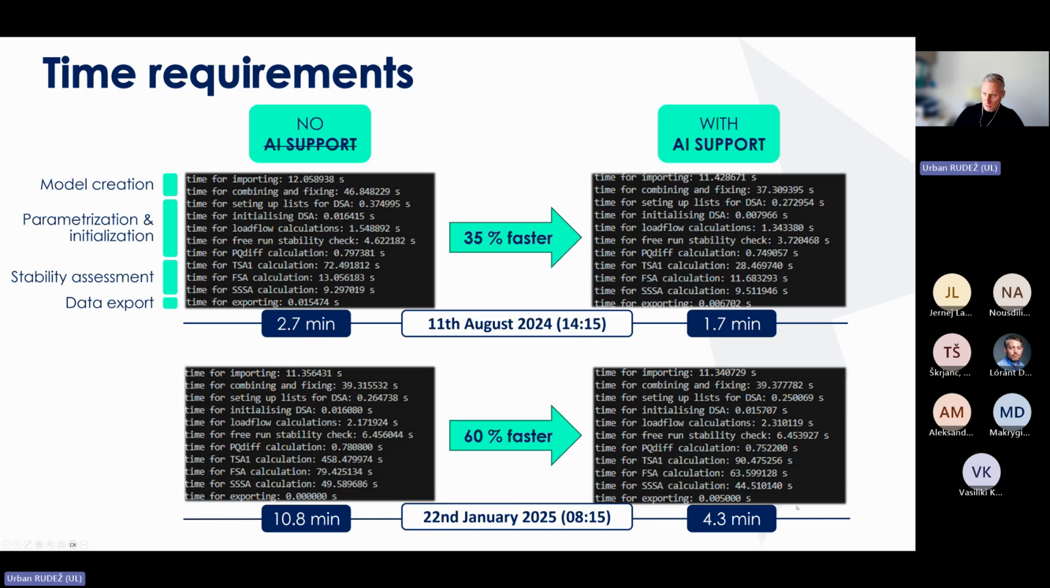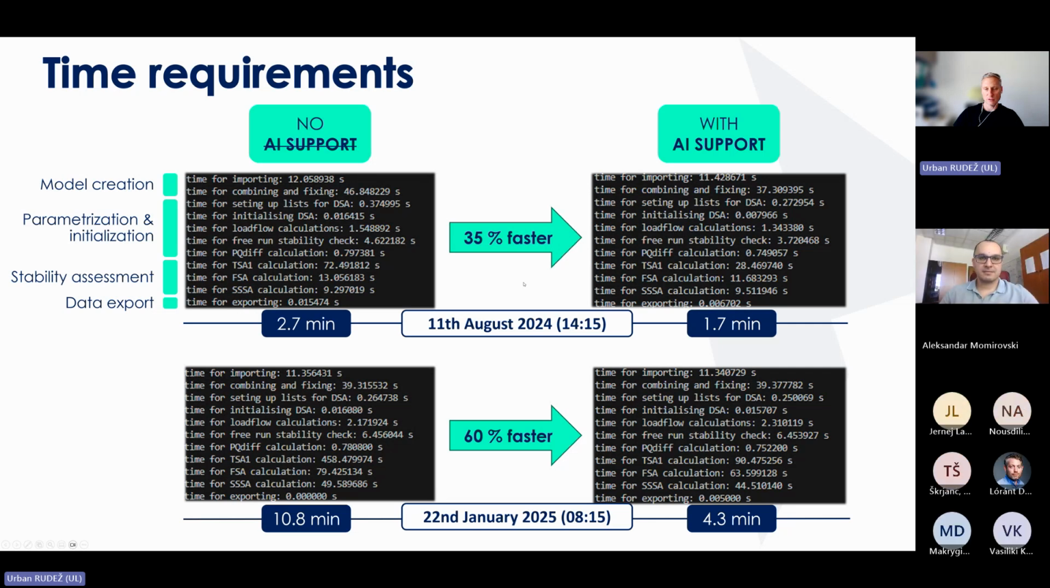So we think that those two numbers, 1.7 minutes and 4.3 minutes, are something which we can be very proud of. And this is something which can offer the TSOs, or ELES in particular in this case, a very good indication of the stability limit of each operational state the power system is under at the moment. So with this, I would like to hand over the presentation to Alexander to continue and to present the controllability part of the Slovenian pilot.